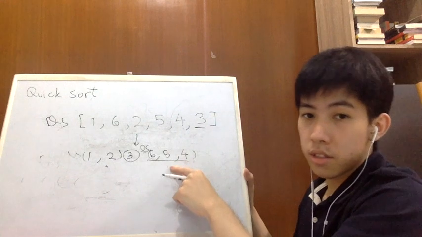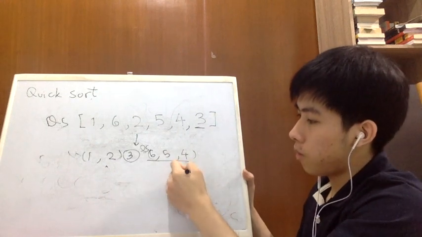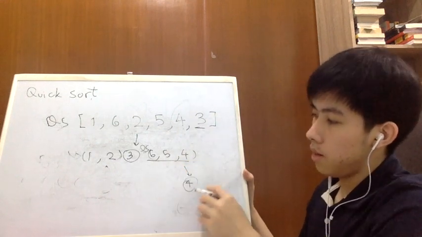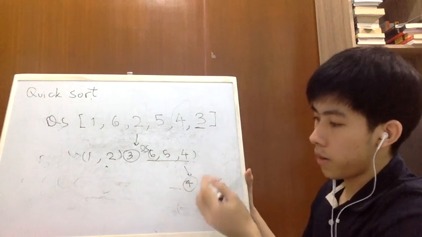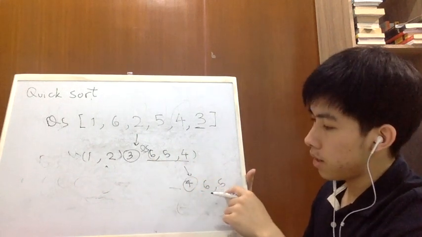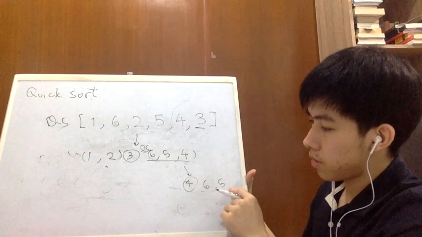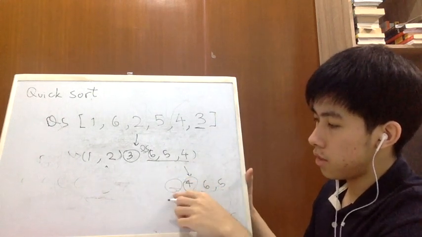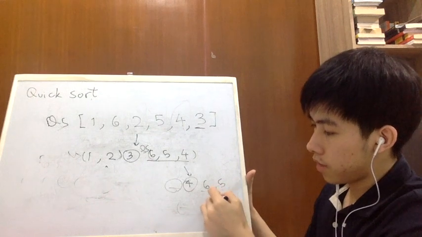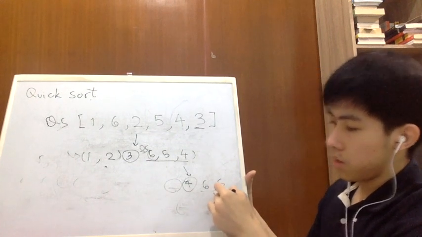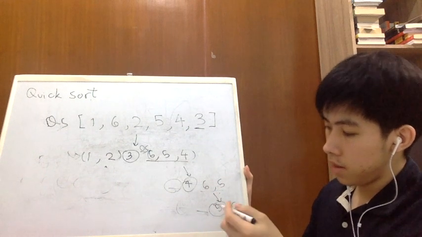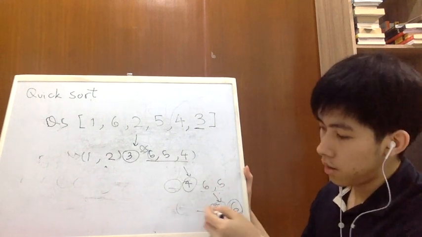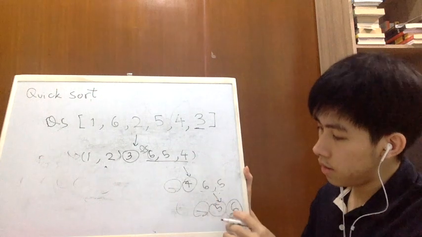Now let's try it on this side. We can pick 4 as a pivot. In the less than group, there's nothing less than 4. 6 and 5 are in the greater than group. Now we repeat Quicksort on the 6 and 5, because this one is done. We can pick 5 as pivot. There's nothing less than 5. There's only 6 left. Now there's one element left. It's done. Empty list. It's done.